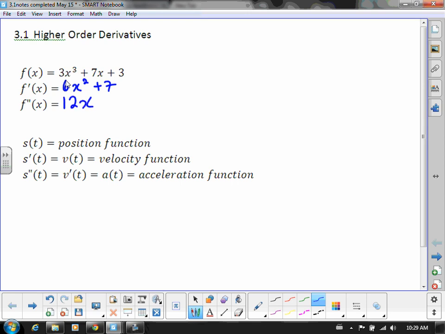So s of t is what's used for the position function, which is going to have a unit like meters, centimeters, kilometers. The velocity function, which is the first derivative, but you'll often see it change to v of t automatically, which implies it's the first derivative. That's generally meters per second or kilometers per hour, depending on the units that you're starting with. Finally, the second derivative, which is the derivative of the velocity, is representing the acceleration function. So we'll end up with meters per second squared. So you're already familiar with all these units. Now we're just generating where they're coming from.